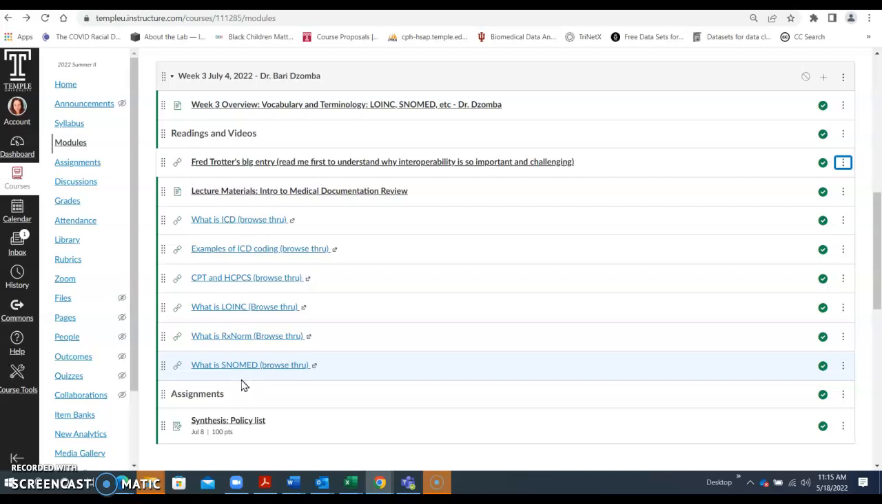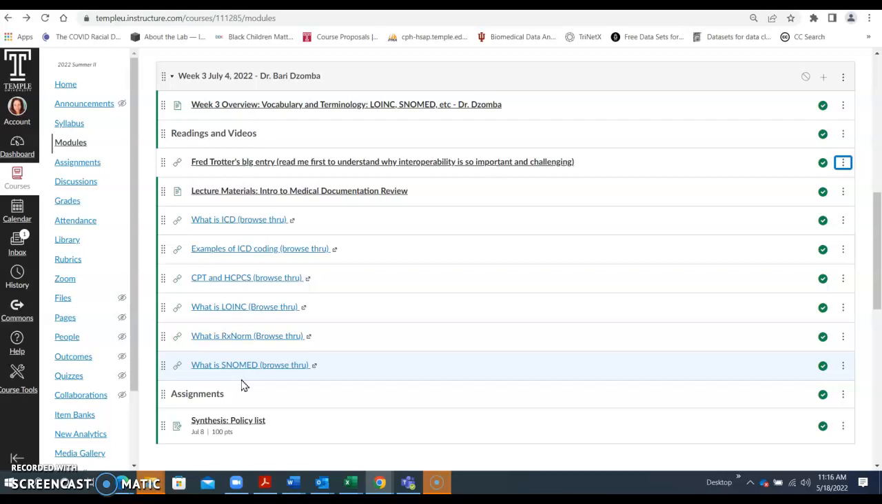RxNorm is for medications. It's really the most common ontology for medications. And then SNOMED is not always used in every health system. I think it's used more overseas. But what we will find is that when many healthcare systems bring their data together, a lot of times they map all of their coding systems into SNOMED.